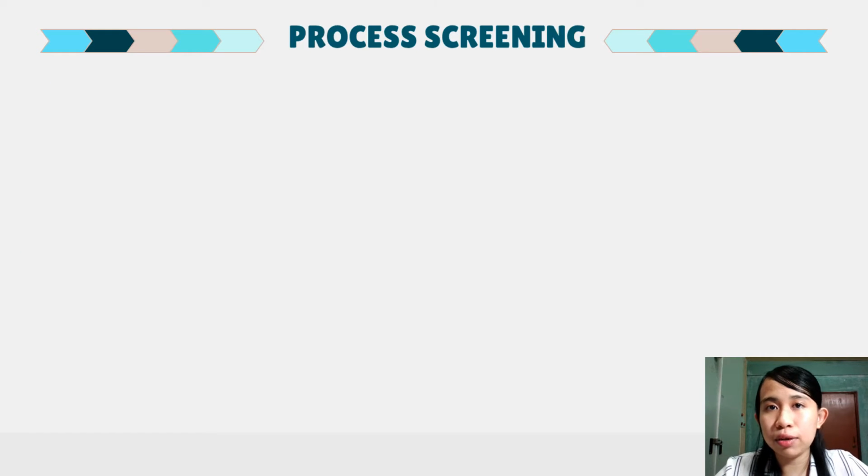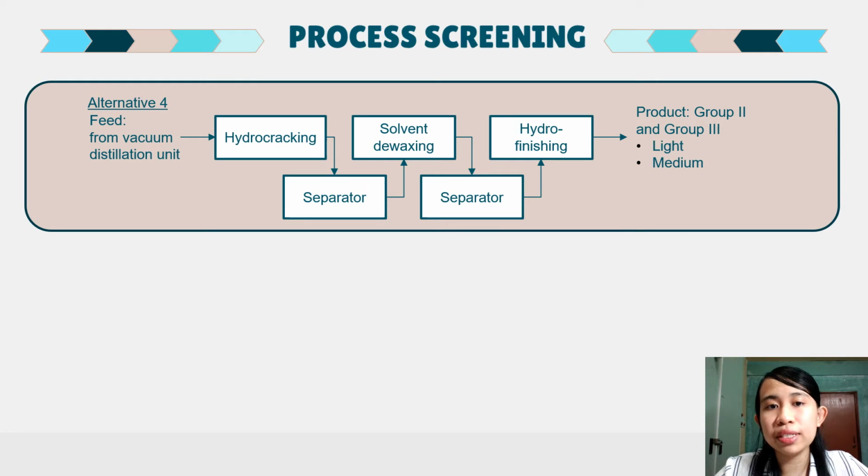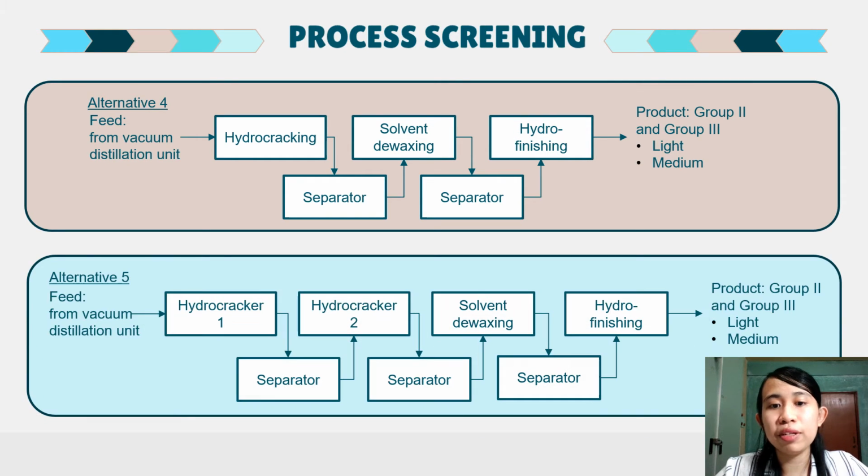Upon finalizing on the type of reactors that we would want, the next step would be the arrangement of the reactors. So the first arrangement is as shown, where apart from between the reactors, there are separators. Or else the fifth alternative is to add a second hydrocracker in order to improve the viscosity index further.